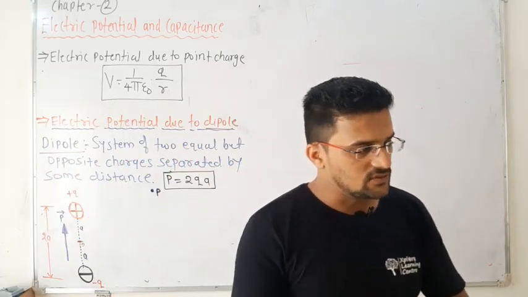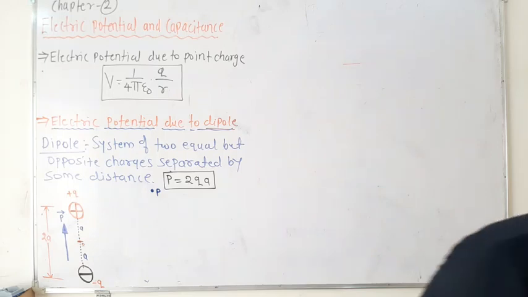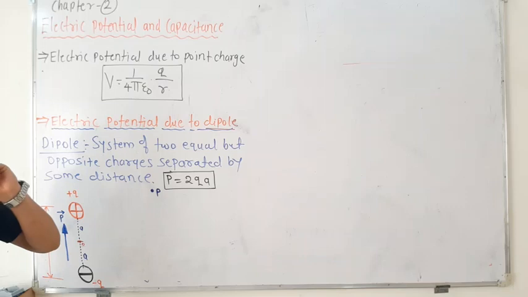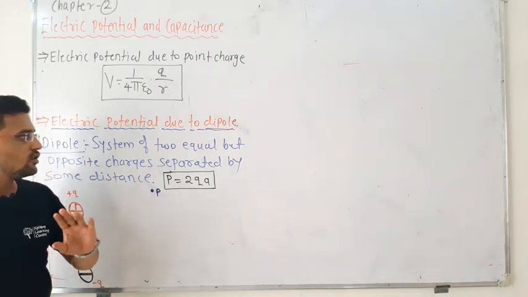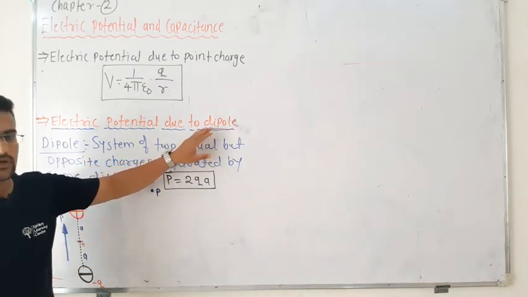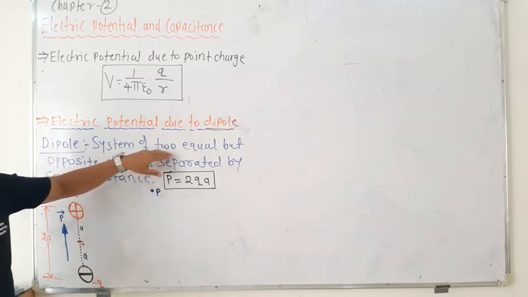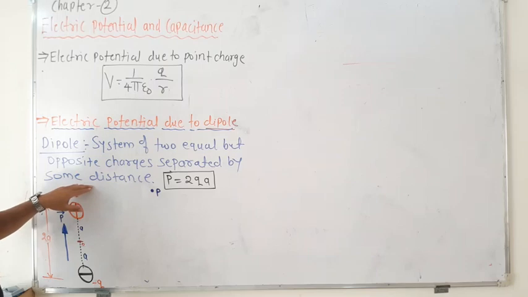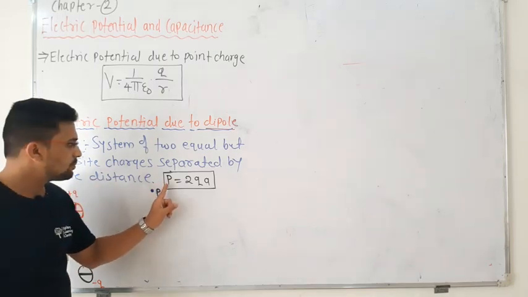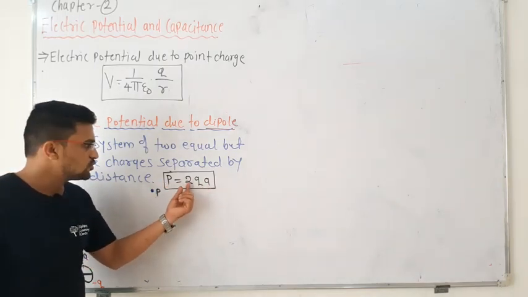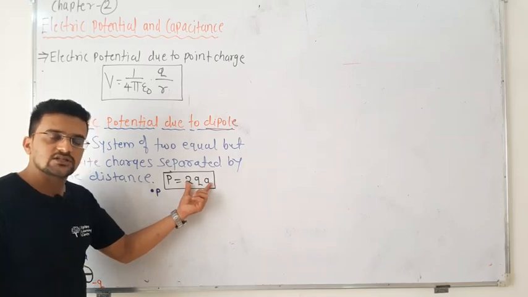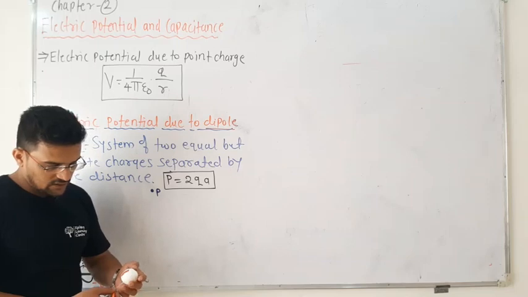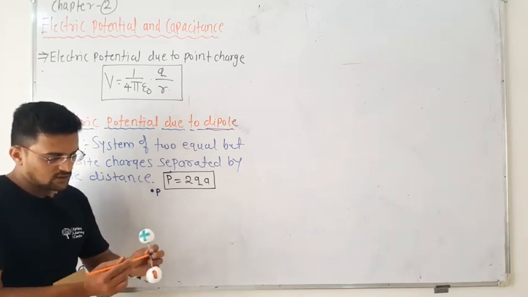The next concept is the electric potential due to a dipole. In the first chapter we already dealt with the dipole. A dipole is a system of two equal but opposite charges separated by some distance, and the dipole moment is given by p equals 2qa, where 2a is the distance between the charges and q is the respective charge.